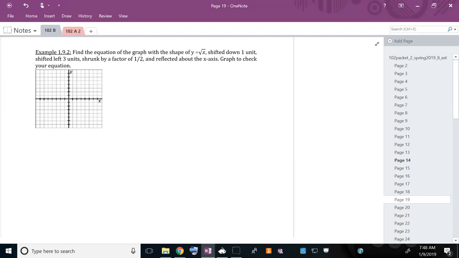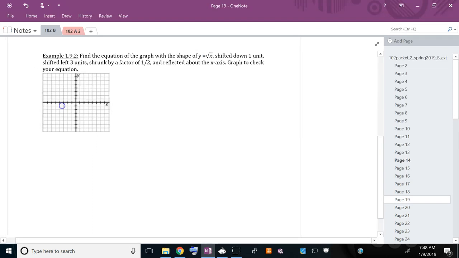So we're going to go down 1 and left 3, which will put me about there. And then we're going to shrink it, so it's going to look very flat and reflect about the x-axis. And it's the square root graph. So my graph should look something vaguely like that.